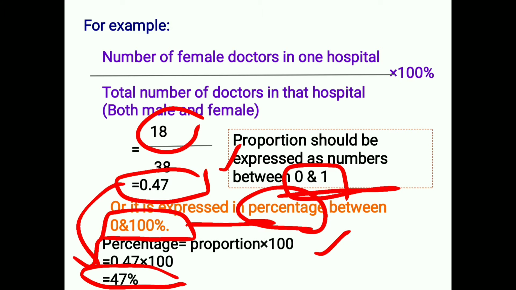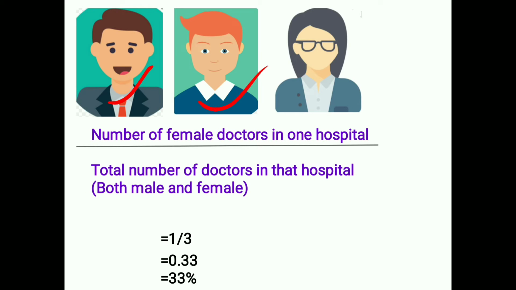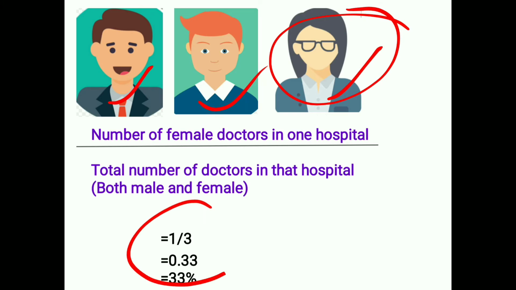And in this simple example, female doctors is about 1 and total doctors is about 3. So the proportion is equal to 33%.